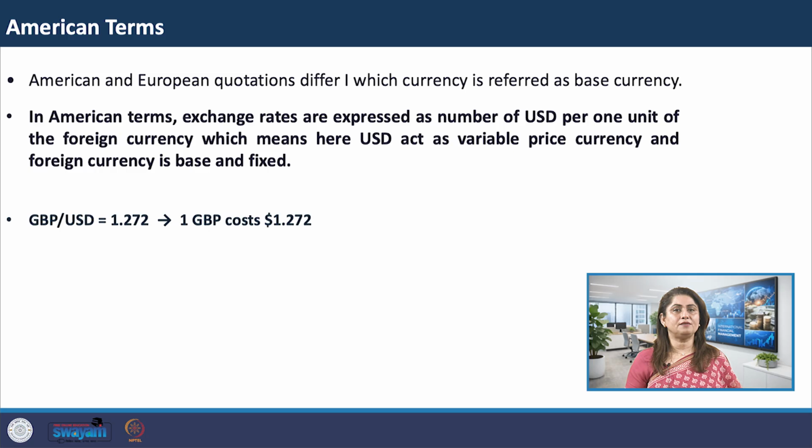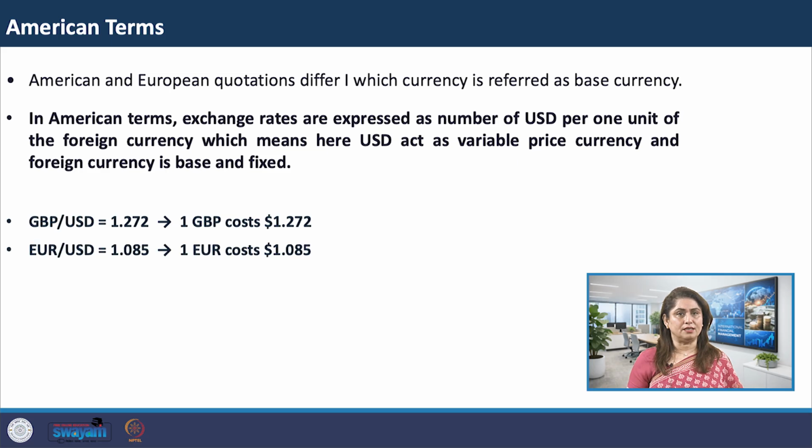So for example, if we take GBP and USD, then in this case with reference to American terms, GBP will be considered as a base while USD is the price. So GBP by USD is equal to 1.272. 1 British pound costs 1.272 US dollars. If we take Euro and USD, then Euro by USD is equal to 1.085. So 1 Euro costs 1.085 US dollars.